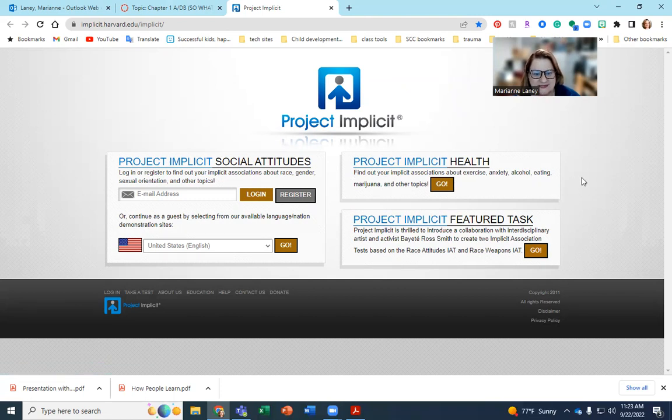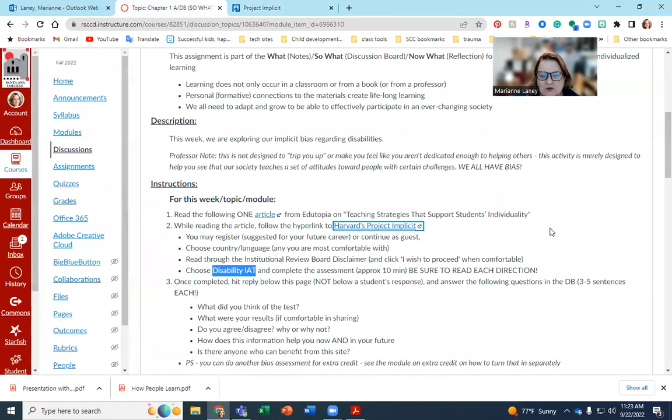You don't have to register. You don't have to log in. You can go as a guest. But again, this is just getting our juices flowing on how we look at health, how we look at exercise, how we look at body type, things like that. So you're welcome to go into there. And even if you register, what's horrible about being registered with Harvard? Once you take that quiz, and again, I'm not sure if the disability IAT is buried in the health one. I think it is. It takes about 10 minutes.